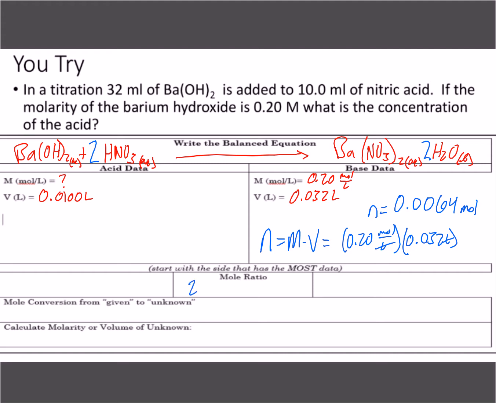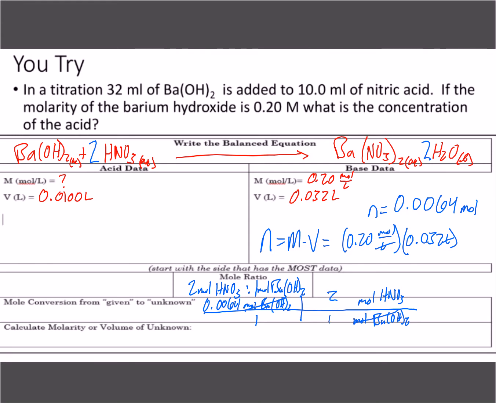So our mole ratio here, guys, is going to be 2 moles of HNO3 to 1 mole of barium hydroxide. Okay, so we're going to go from moles to moles. So we've got moles of barium hydroxide, 0.0064 moles of Ba(OH)2. Moles of that on the bottom will cancel out. And on the top, we have moles of nitric acid. So it's a 2-to-1 ratio, so we're multiplying it by 2.